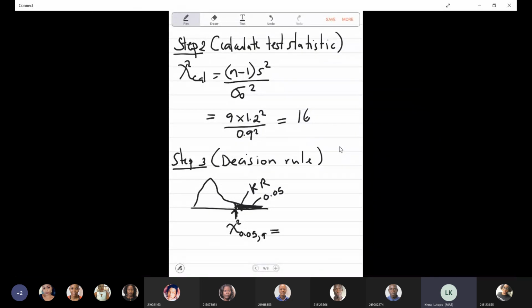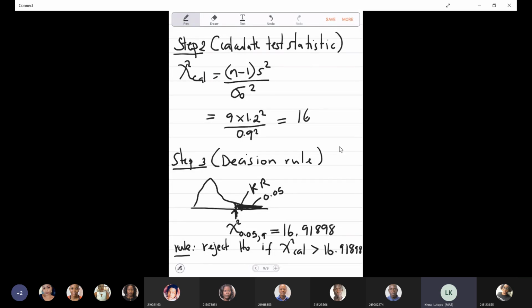So this is equal to what we got from the table. We said 16.91898. Okay, then now we state our decision rule. So the rule is we will reject H naught if the chi-squared that we calculated is greater than 16.918. Okay, so that is our decision rule.